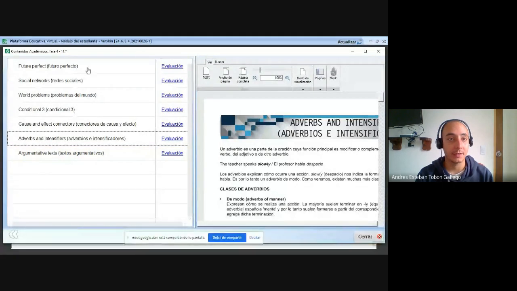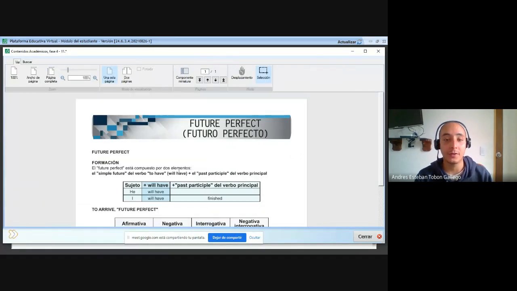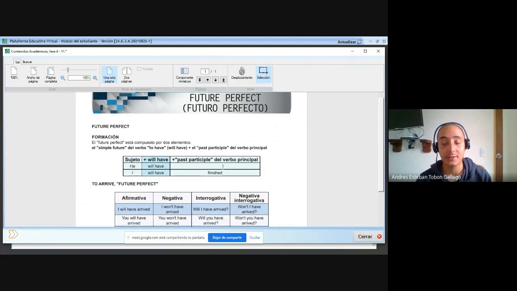Good. Here we go. Let's start with the perfect future, okay? What do we do when we talk about the perfect future? We are talking about activities that we will have done at a determined moment in the future, okay? And here you can observe some structures. Generally, when we talk about the future perfect, we normally use the subject, will have, and the past participle, as usual in all perfect tenses.